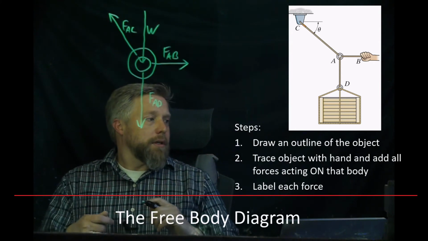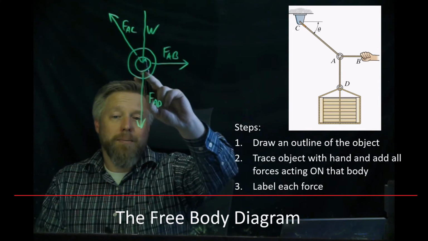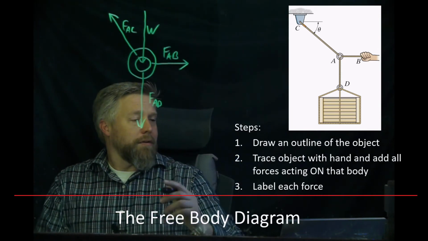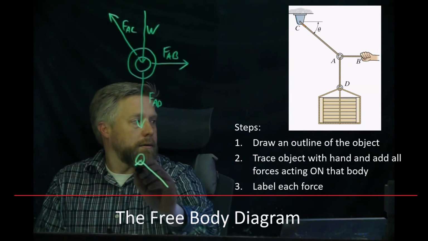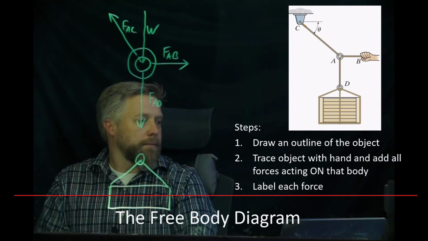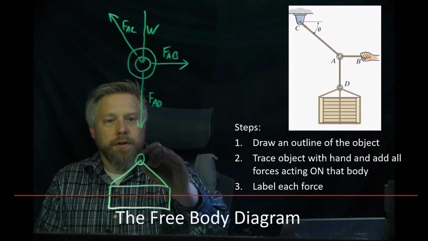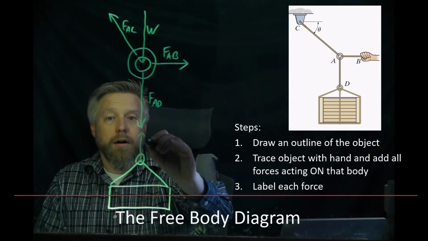The other thing to note is to make sure that you're only drawing the forces that are acting on that particular body. For example, if I drew another free body diagram of the crate, I'm going to draw an outline of my body, and then I draw the forces acting on it. Well, there'd be a force pulling up that I could call FAD.